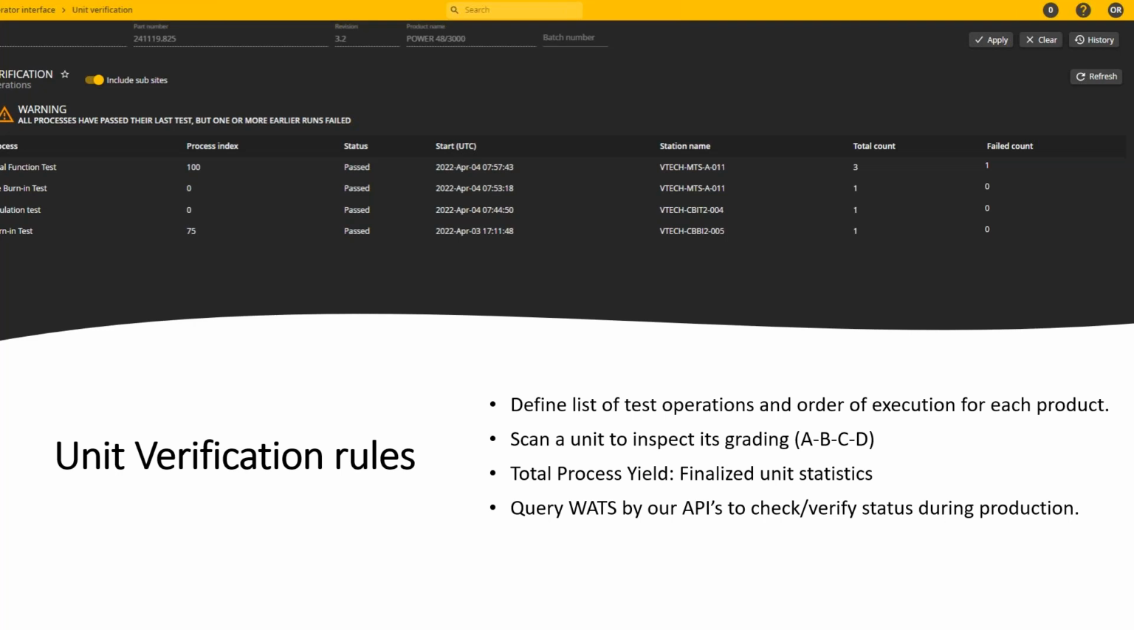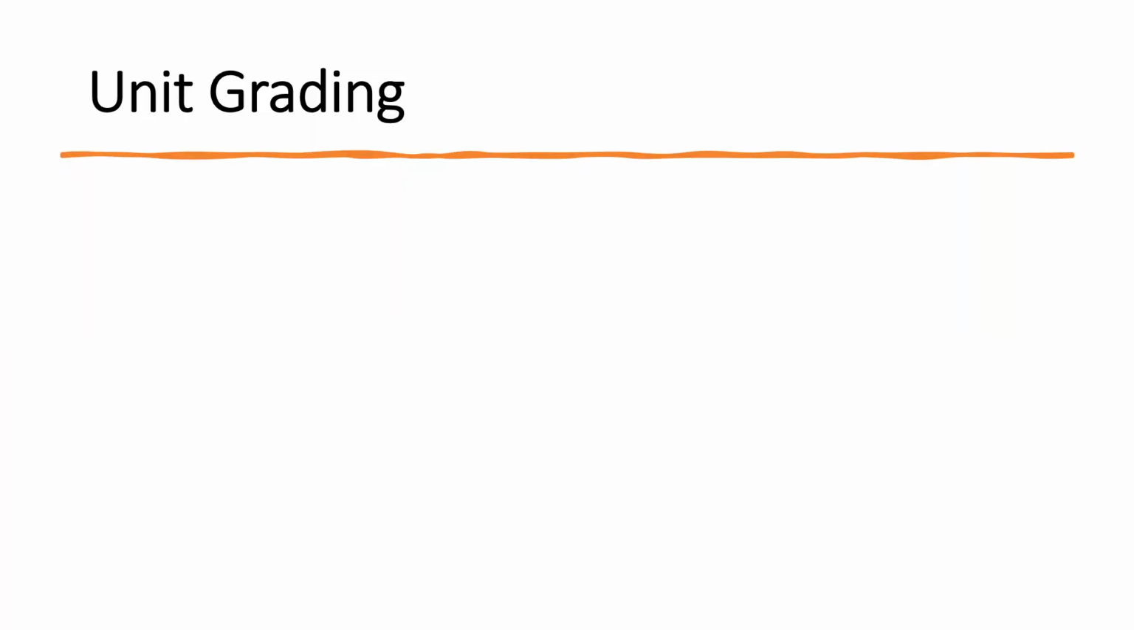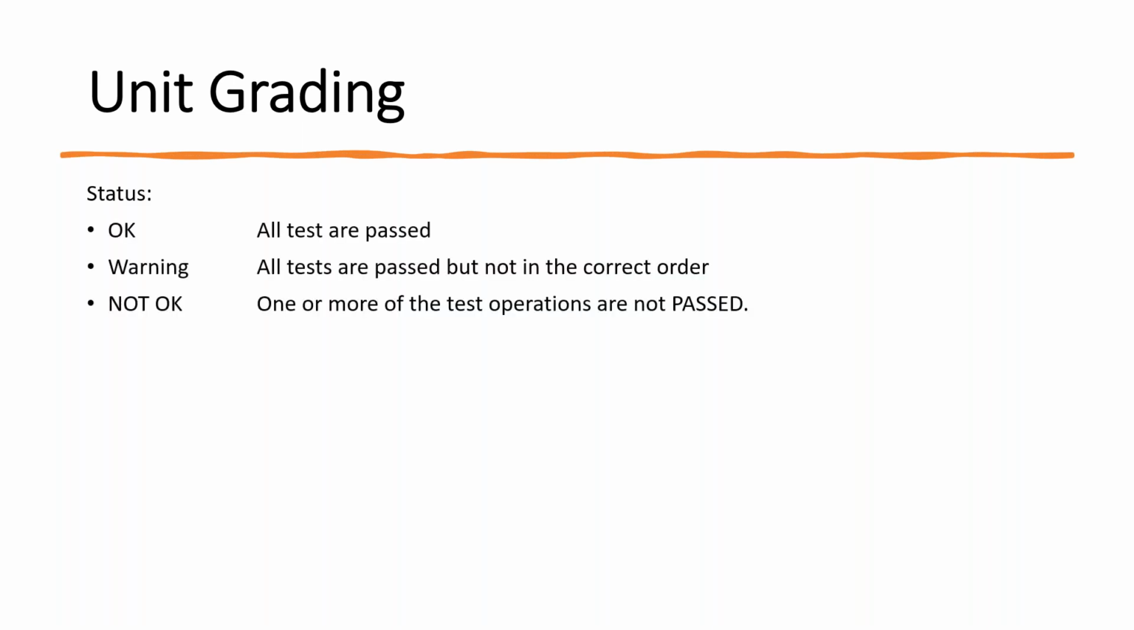And along with unit verification rules, we also have what we call unit grading. And unit grading allows you to scan a unit and verify its status and its grading. And the status codes are either OK, which means all tests are passed. It can be warning, which means all tests are passed, but not in the correct order. And we have a not OK status, which means that one or more of the tests did not pass.